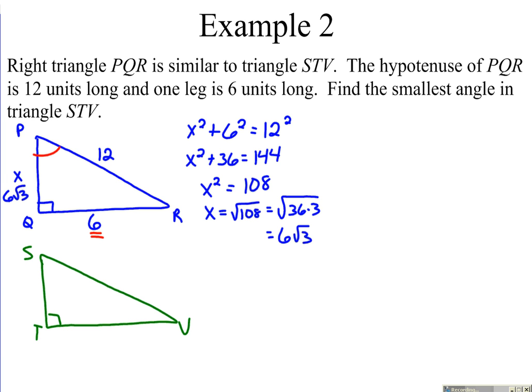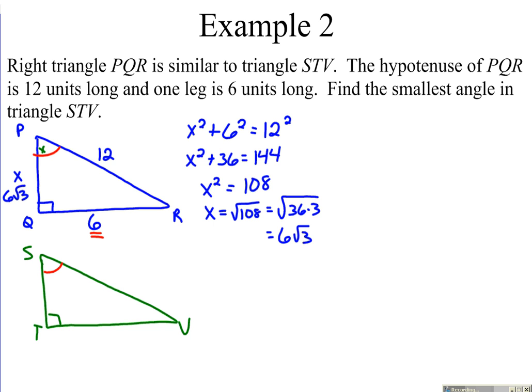Likewise, the smallest angle in triangle STV has to be the one that corresponds with angle P. Triangle PQR, triangle STV, that means that angle S is going to be our smallest angle. We want to find the measure now of that angle. Well, remember, angle P and angle S are going to be equal, so let's go back up to this top triangle right here, and let's find that angle.